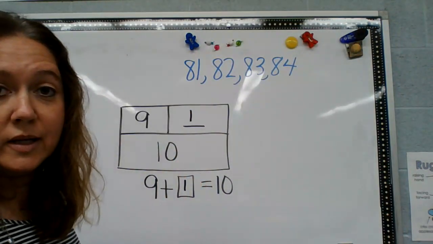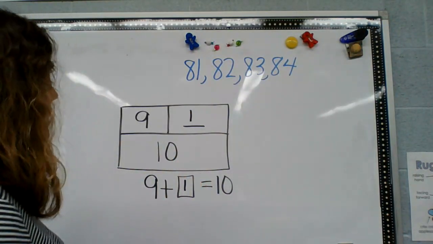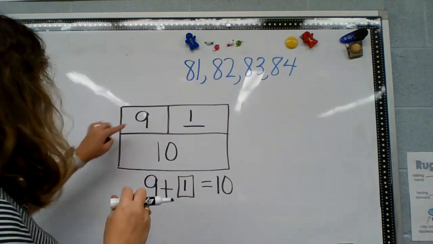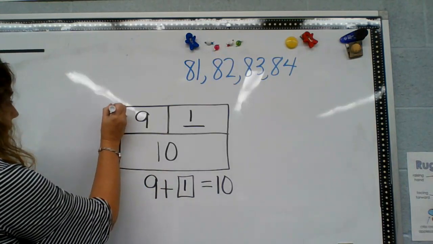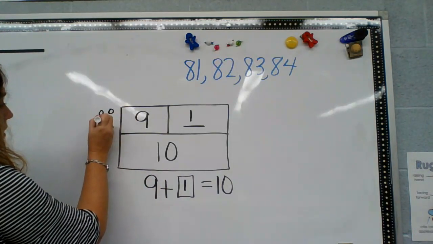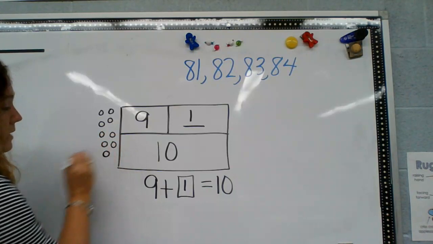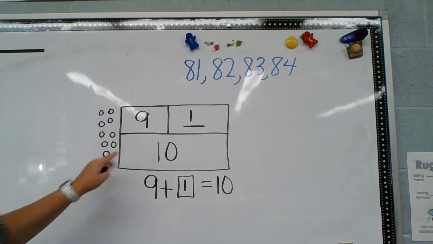Nine plus 1 equals 10. If you didn't want to use your fingers, you could do it the way I showed you before. 9, we know there's 9. 1, 2, 3, 4, 5, 6, 7, 8, 9. Now we need to come up with 10.